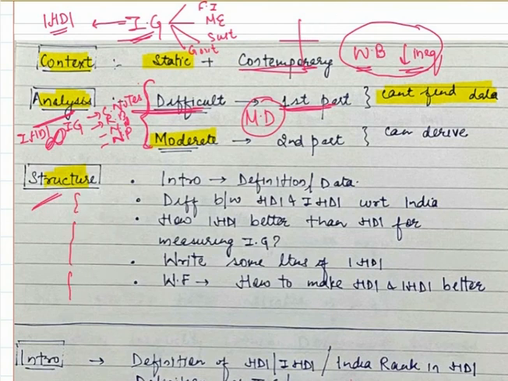So first we'll be writing introduction, and we know it very well that in introduction we can write definition and we can give data. In this case, what exactly we'll be writing, I will be coming on to it in the next slide. Then first part of the question, we have to differentiate between HDI and IHDI with special reference to India. Second part of the question, we have to also tell why IHDI is a better parameter for measuring inclusive growth.